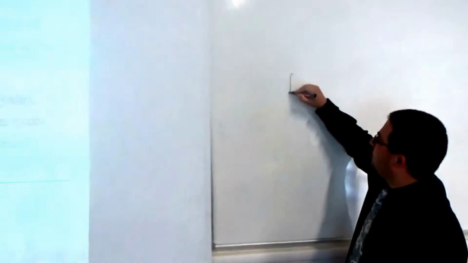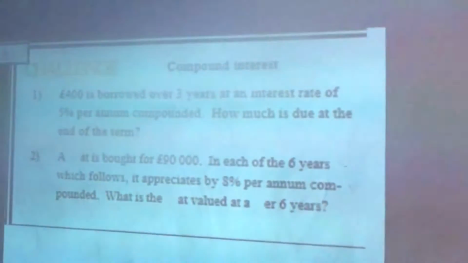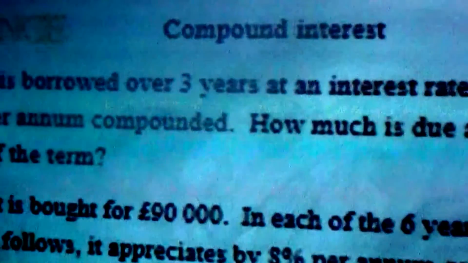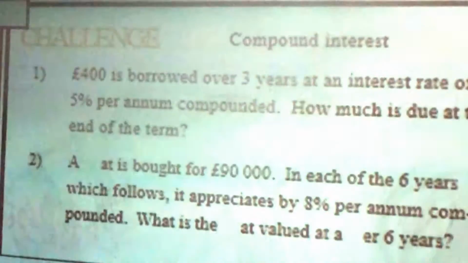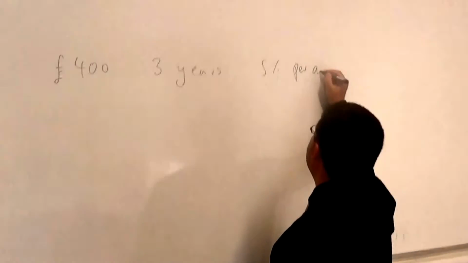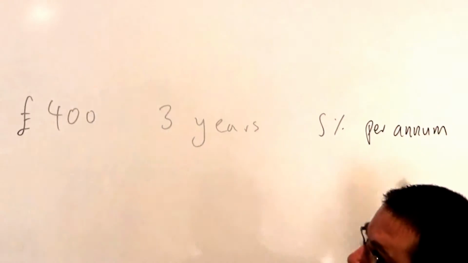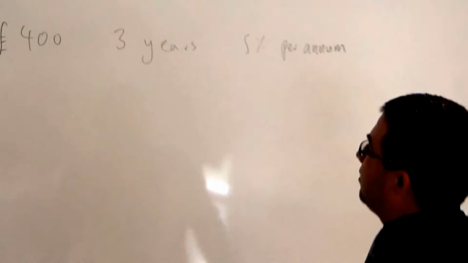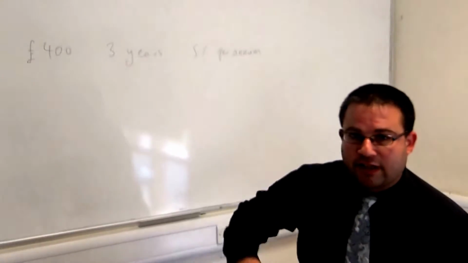Some maths. Wonderful. So, £400 is borrowed over 3 years at an interest rate of 5% per annum. So that is added on every year, and it's compounded. So the interest is added on at the end of each year.